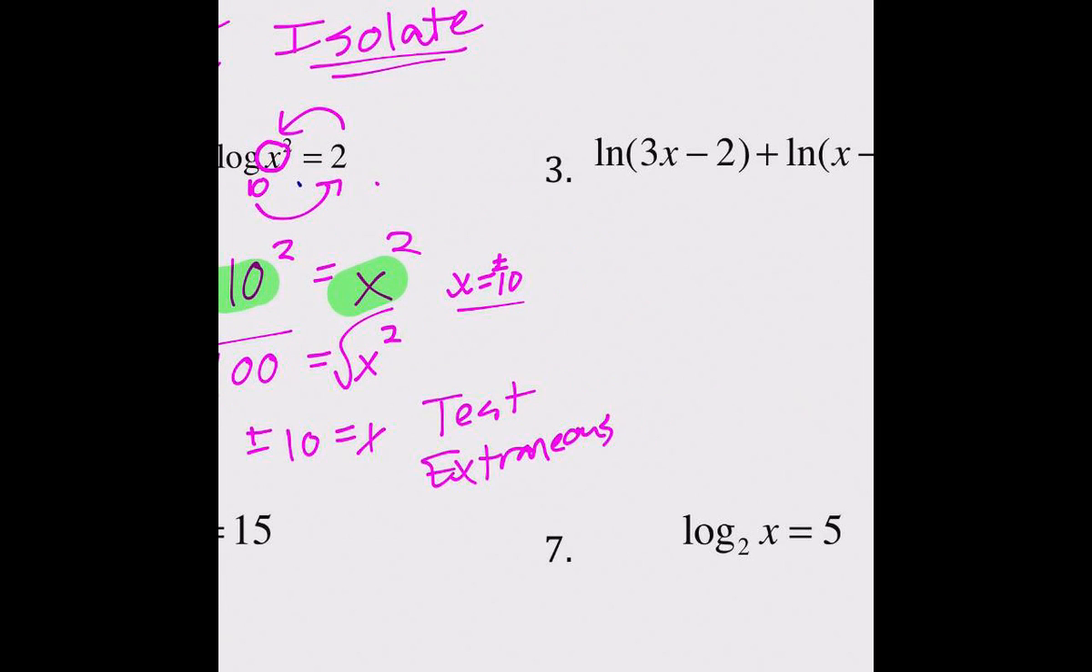Okay, here we go. I got it. I got it. You ready? Coming at you. Eat it.